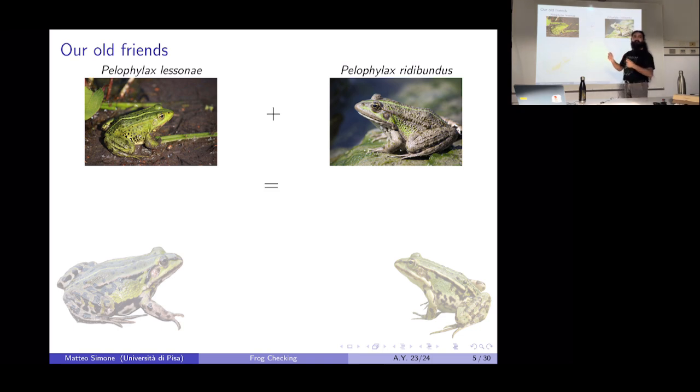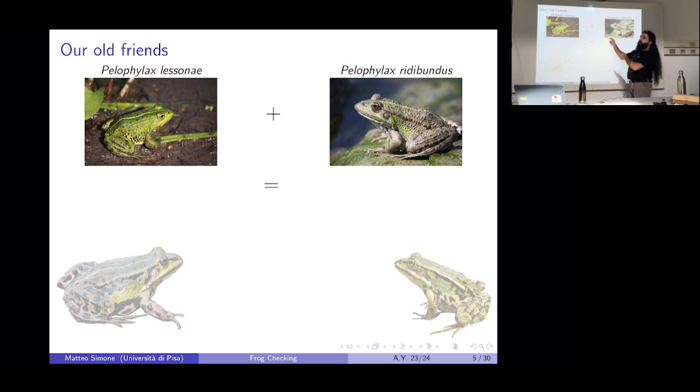So, frogs. What are frogs? We don't care about what frogs are, sadly. We just care about those two frogs and the secret third frog. So we have Pelophylax lessonae and Pelophylax ridibundus. They are nice frogs. This one is smaller, this one is bigger. This one lives everywhere in Europe, but in Russia, I think. This is bigger and lives everywhere in Europe but Spain. They can mate between them.